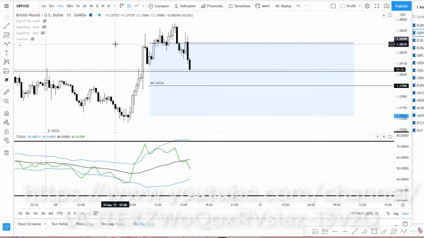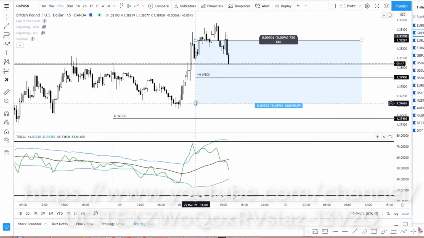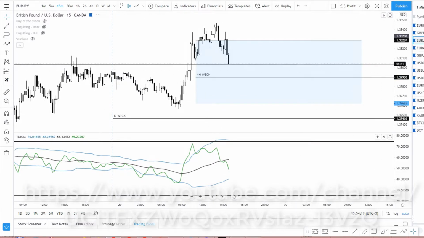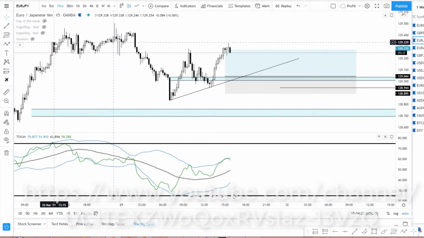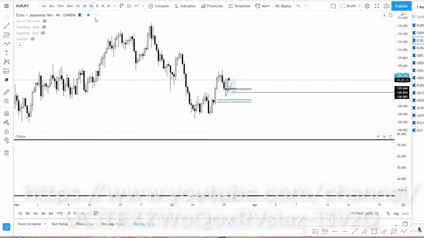So that was my target. As you can see, my targets are not blind. I'm not just targeting 1 to 3, 1 to 2. Maybe in some trade I will target just 1 to 1 if I don't see a clear target. It's not that I always target 1 to 3, 1 to 2.